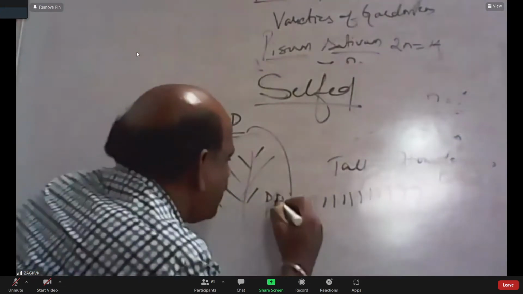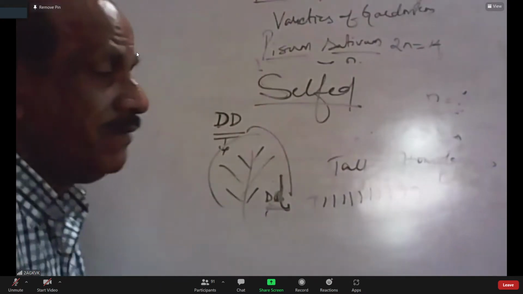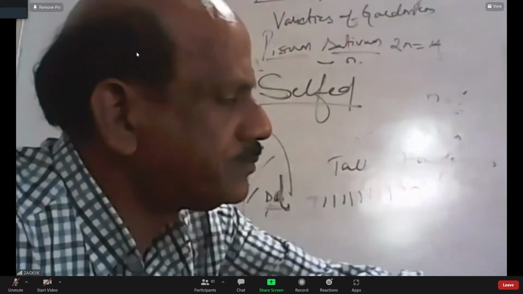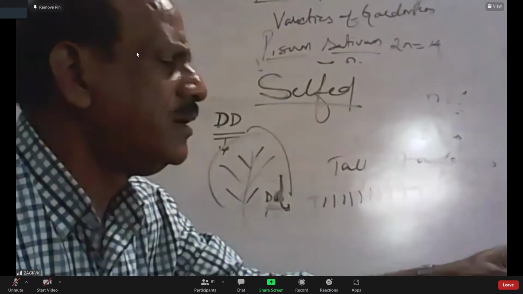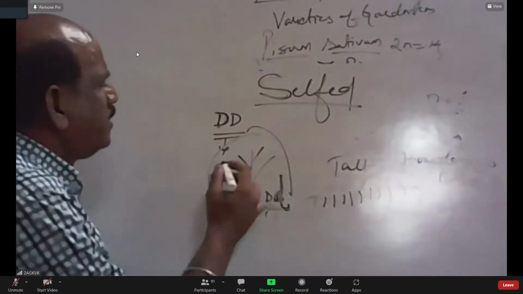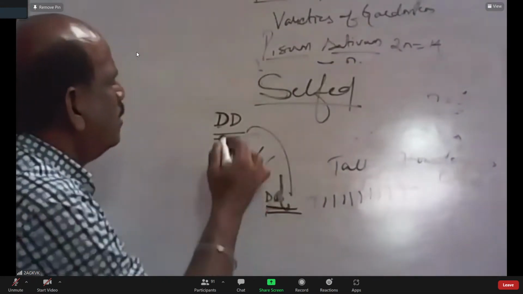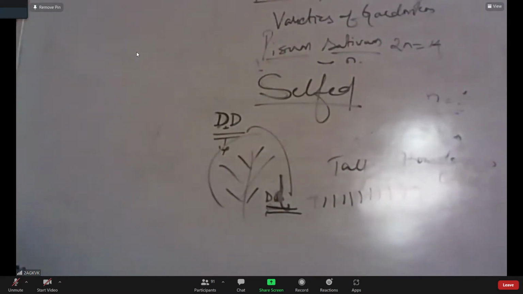If this were heterozygous, they will not breed true. Heterozygous individuals will not breed true. Is it clear? Heterozygous individuals will not breed true. Homozygous individuals will breed true. So what did Mendel do?